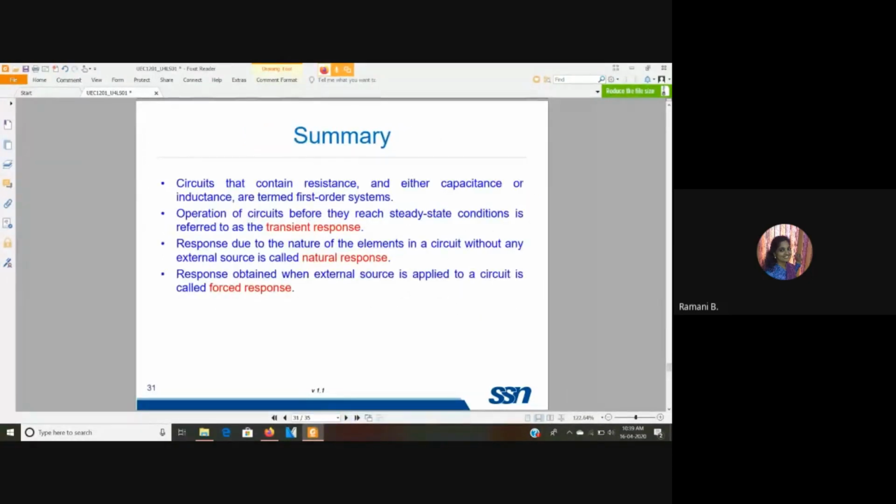To summarize, circuits that contain resistance and either a capacitor or an inductor are termed first order circuits. Operation of circuits before they reach steady state conditions is referred to as the transient response. The natural response is the response due to the nature of the elements in a circuit without any external source. And the forced response is the response obtained when an external source is applied to a circuit.